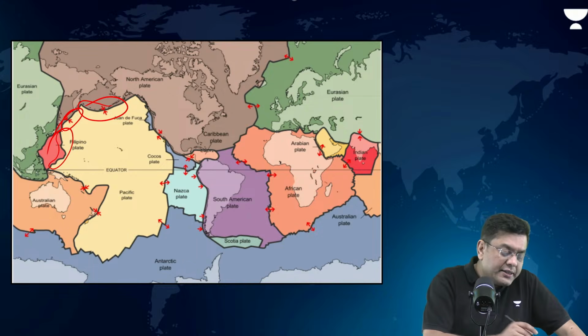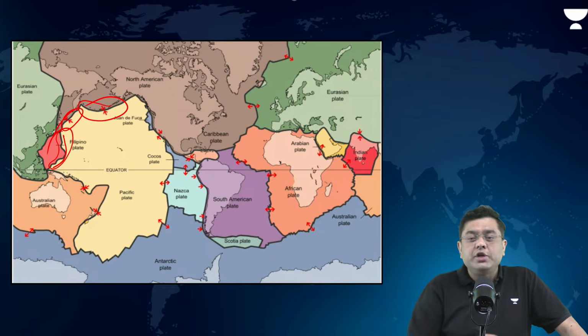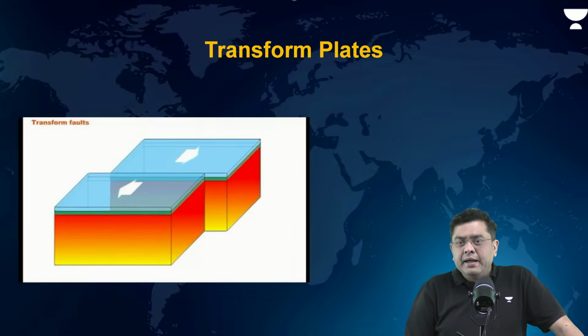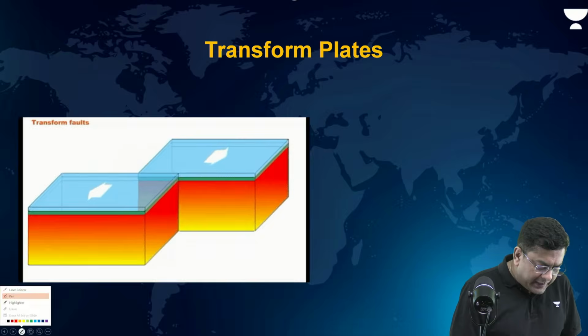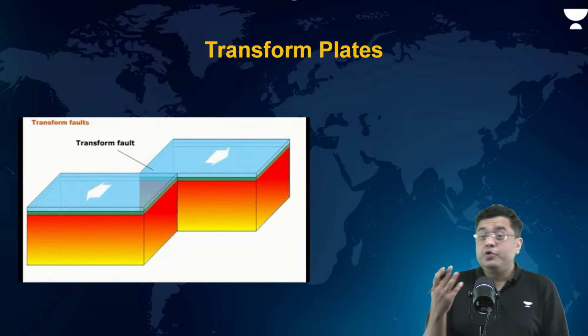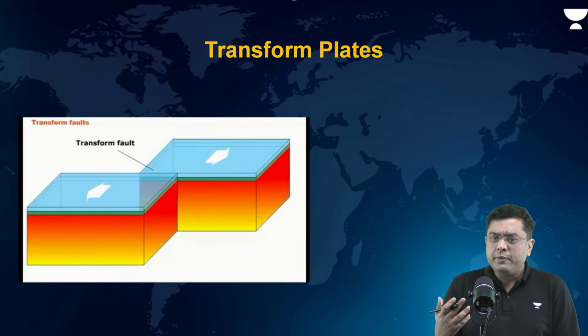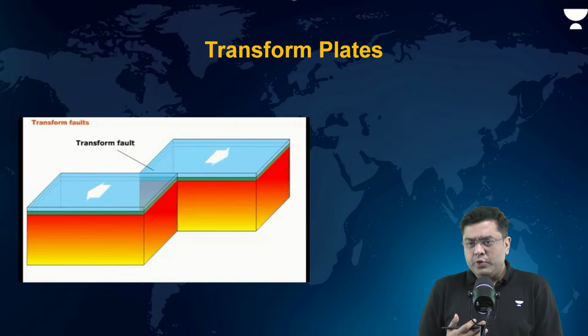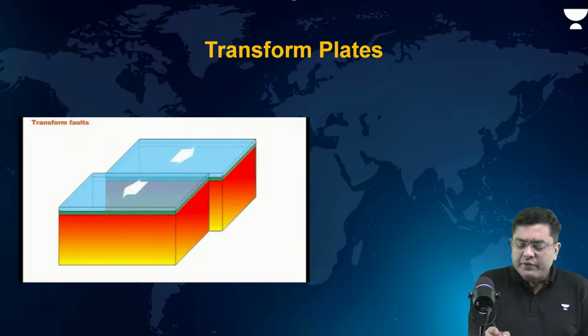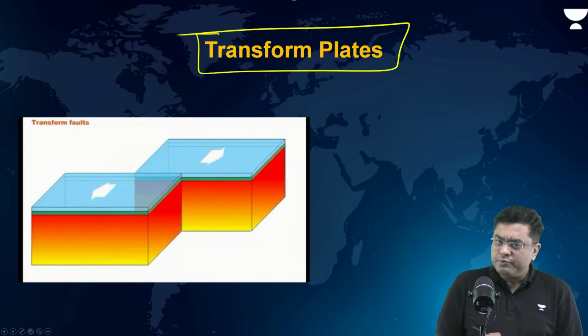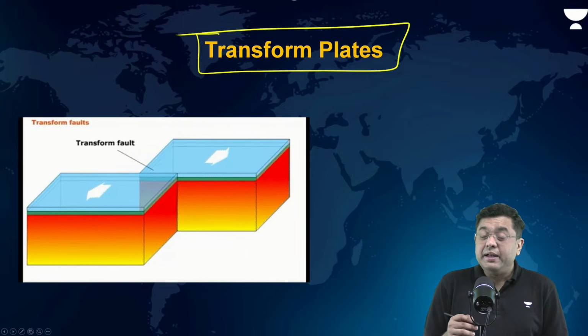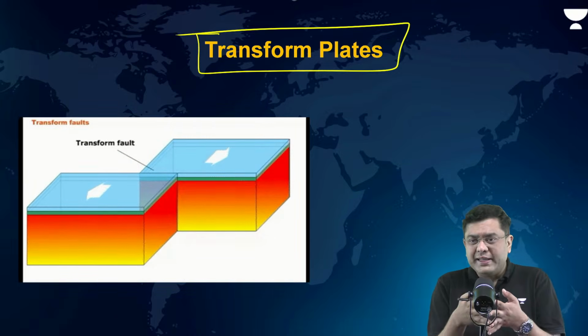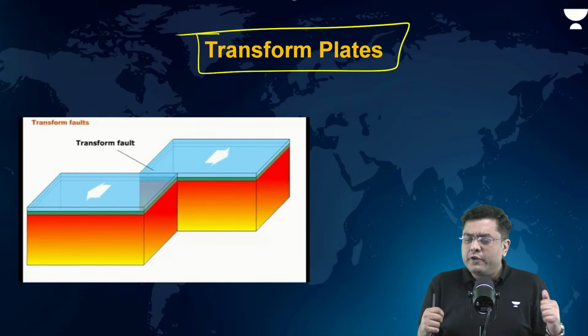trenches get created. So you have the Mariana Trench getting created here. Then you have another type of movement where the plates neither move towards each other nor away from each other. They move parallel to each other. And that is what is referred to as the transform movement. Right? When they do not move towards each other, it means there is no destruction of crust.